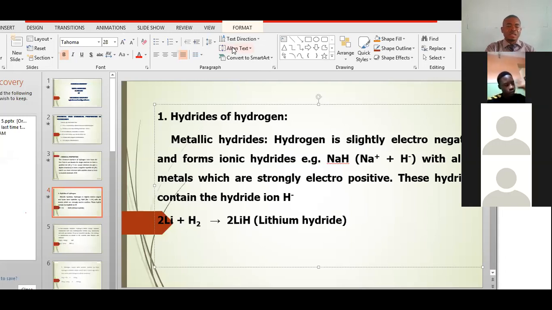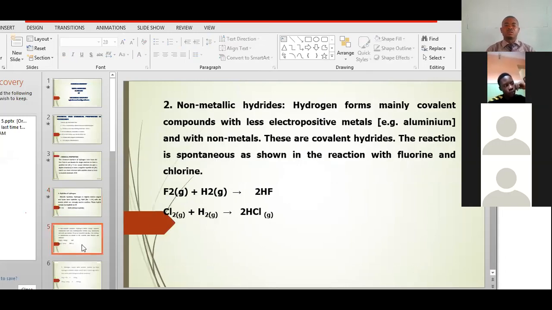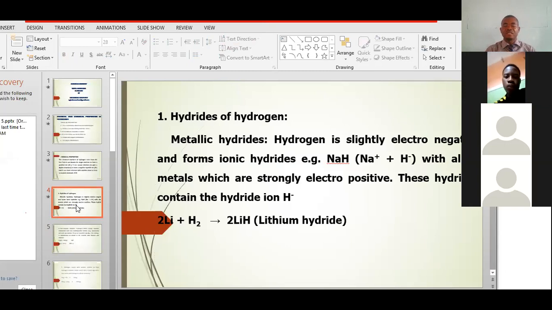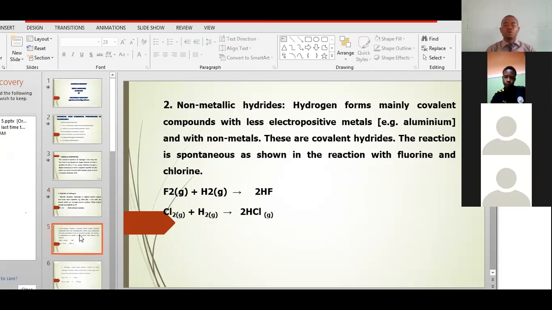All right. Let's move on to the non-metallic hydrides. We have just explained the metallic hydrides. Under metallic hydrides, we use all group 1 elements to describe the reactive nature of hydrogen to form hydrides with metals. Then the non-metallic hydrides, group 7 elements.